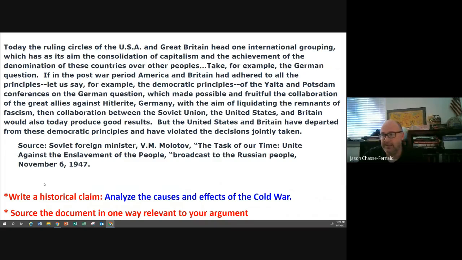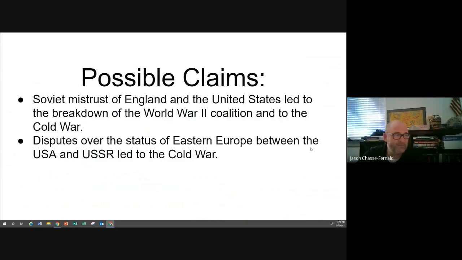All right, and welcome back. Some possible claim ideas: Soviet mistrust of England and the United States led to the breakdown of the World War II coalition, and to the Cold War. Or, disputes over the status of Eastern Europe between the United States and the Soviet Union led to the Cold War. Something along those lines.